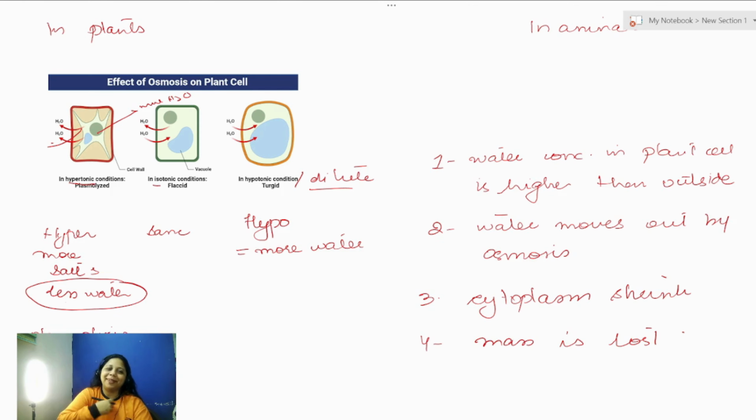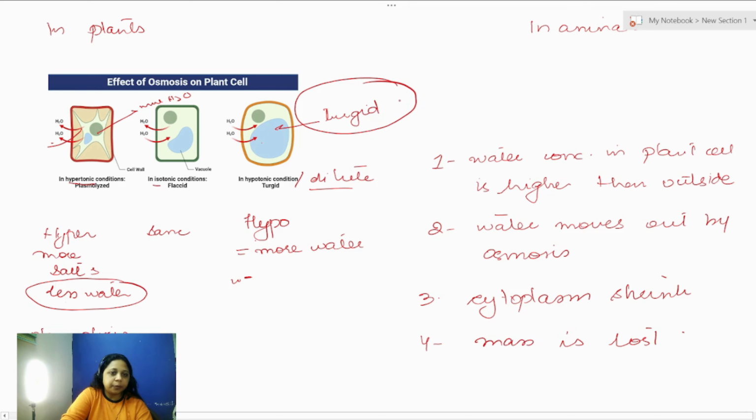Now I have to explain. Your first 2 points are absolutely right. If you talk about hypertonic, the water concentration is higher outside than inside the cell. So water moves inside the cell by osmosis due to the difference in concentration. Now, when water enters, it fills the vacuole and the cell becomes turgid.